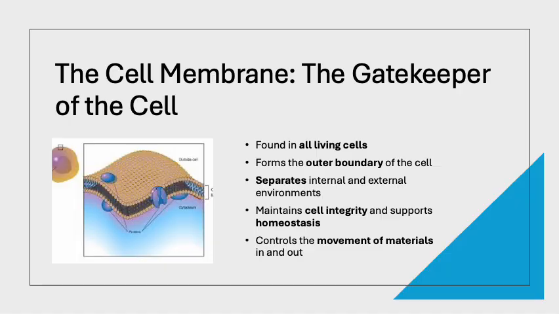Every living cell is enclosed in a cell membrane that defines its boundaries and protects its internal environment. This membrane acts as a gatekeeper, carefully controlling what enters and leaves a cell. By regulating the movement of nutrients, waste, and signaling molecules, the membrane helps maintain internal balance. At the same time, it allows the cell to interact with its surroundings. Without this selective barrier, cells would not be able to survive or function properly.